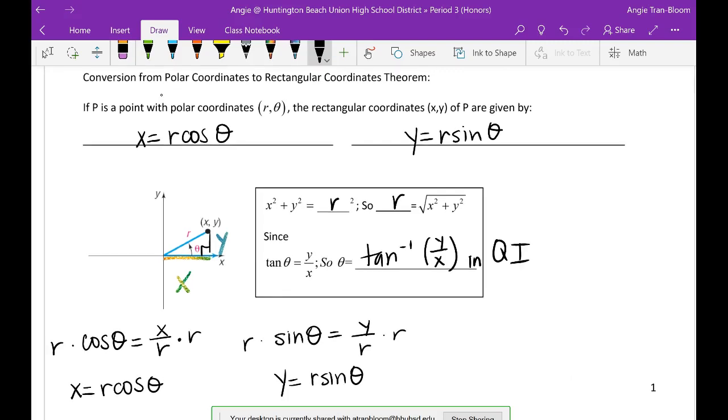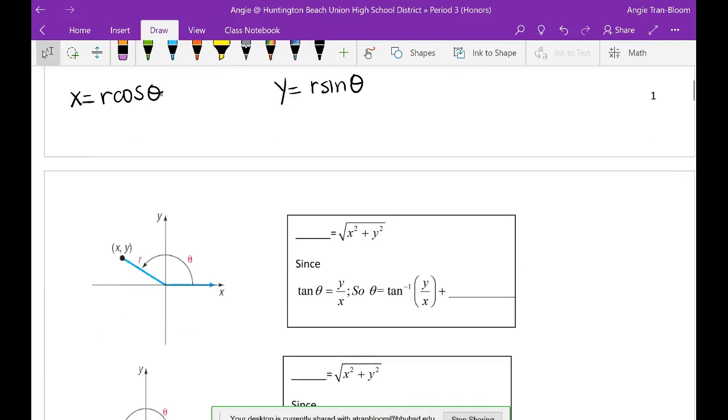Now, but what happens when the dot is not in quad 1, like this dot? Okay. The box below. This dot is in quadrant number 2. Okay. So, well, let's fill in the blank right there. What equals square root of x squared plus y squared again? R. Okay.